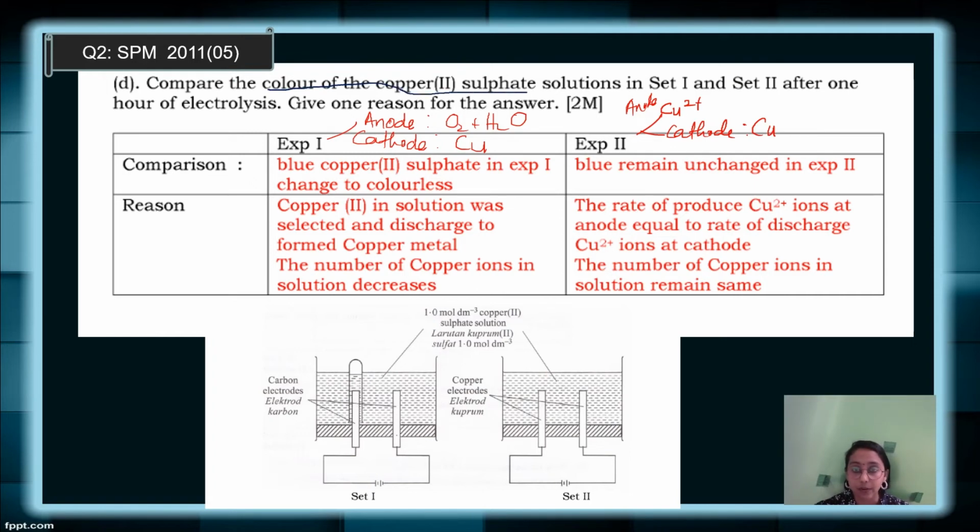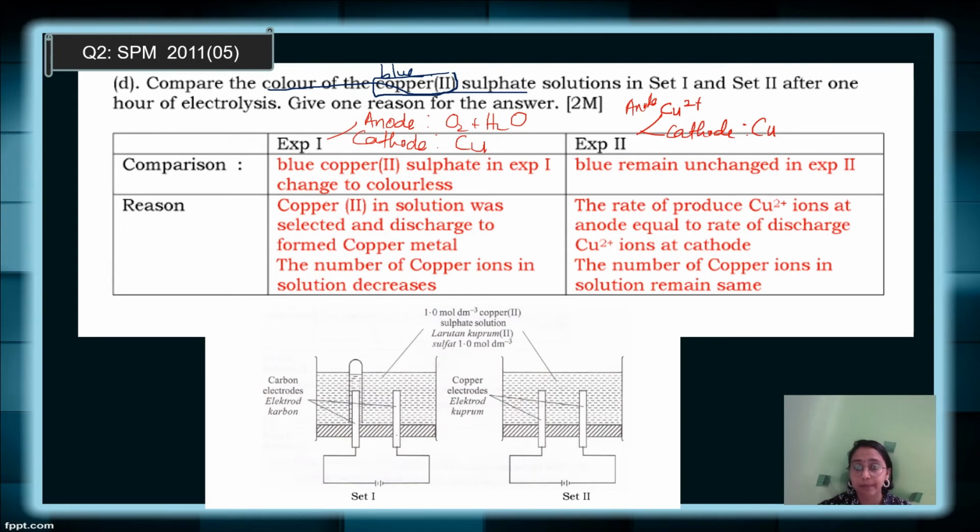So when we are going to talk on the color of copper 2 sulfate solution, first of all, what is the color of copper 2 sulfate solution? Is blue. So we have to consider about the intensity of the blue color of the solution. The blue color is either getting darker or lighter, is all determined by the concentration of copper 2 ion in the solutions.